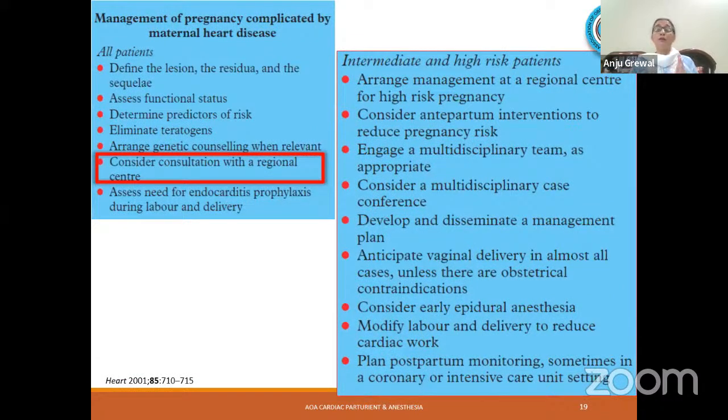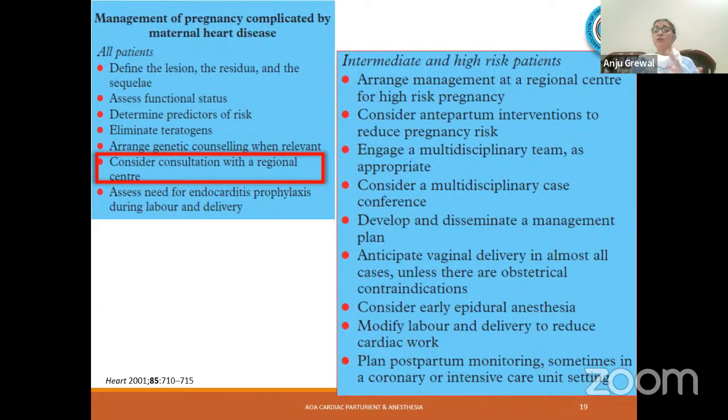And therefore, in the initial period, when the patient comes to you in the pre-anesthesia evaluation, it is important not only to consider what their functional status is, but also to look at our resources and decide whether the mother can be cared for in your own hospital or needs to go to a higher level of care, say a level 3 or a level 4 care, right?